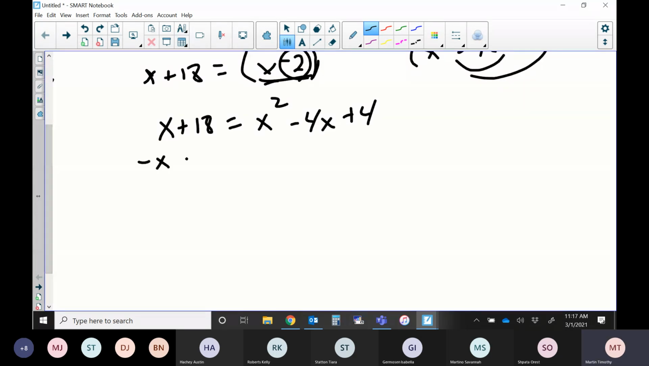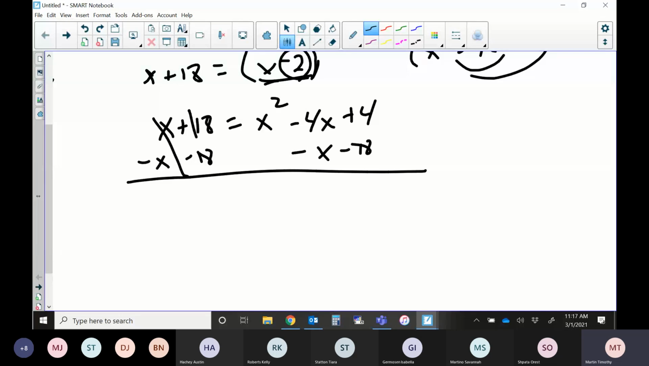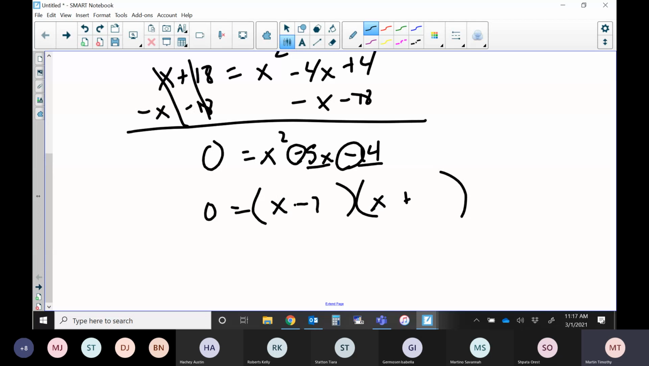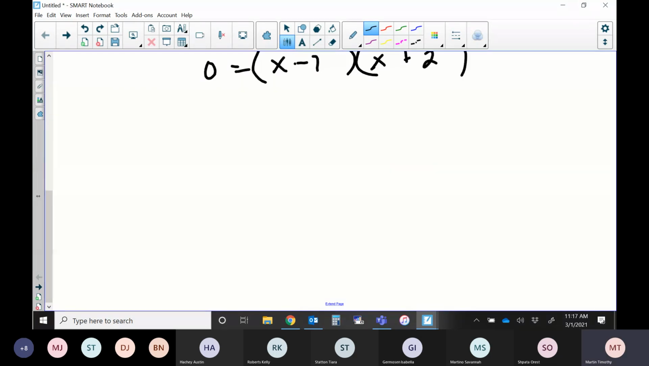Now we're going to set it equal to 0. 0 equals x squared minus 5x minus 14. Different signs, and the bigger one's negative. Two numbers that multiply to 14 but subtract to 5: 7 and 2. So x equals 7, x equals -2. What makes this bubble 0? What makes this bubble 0?